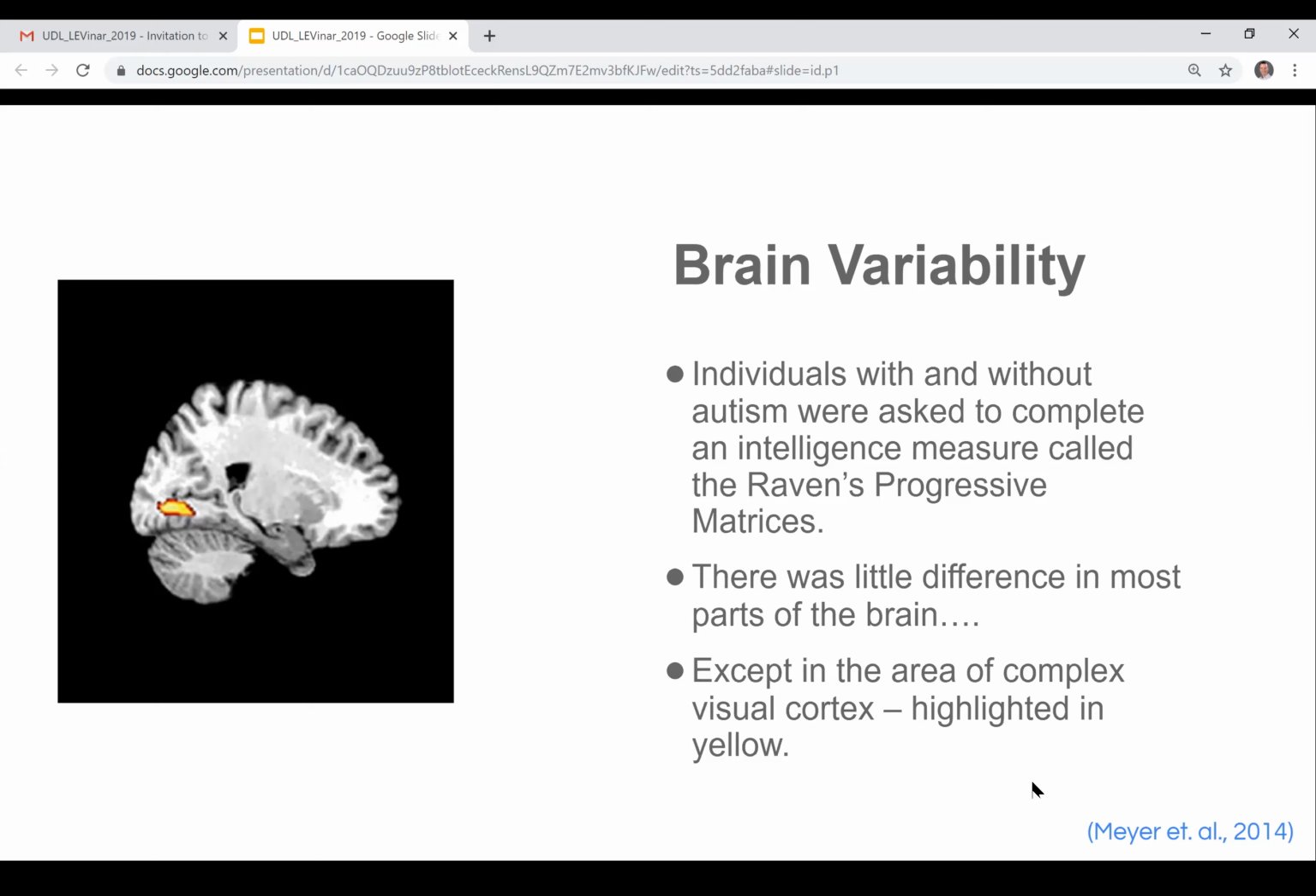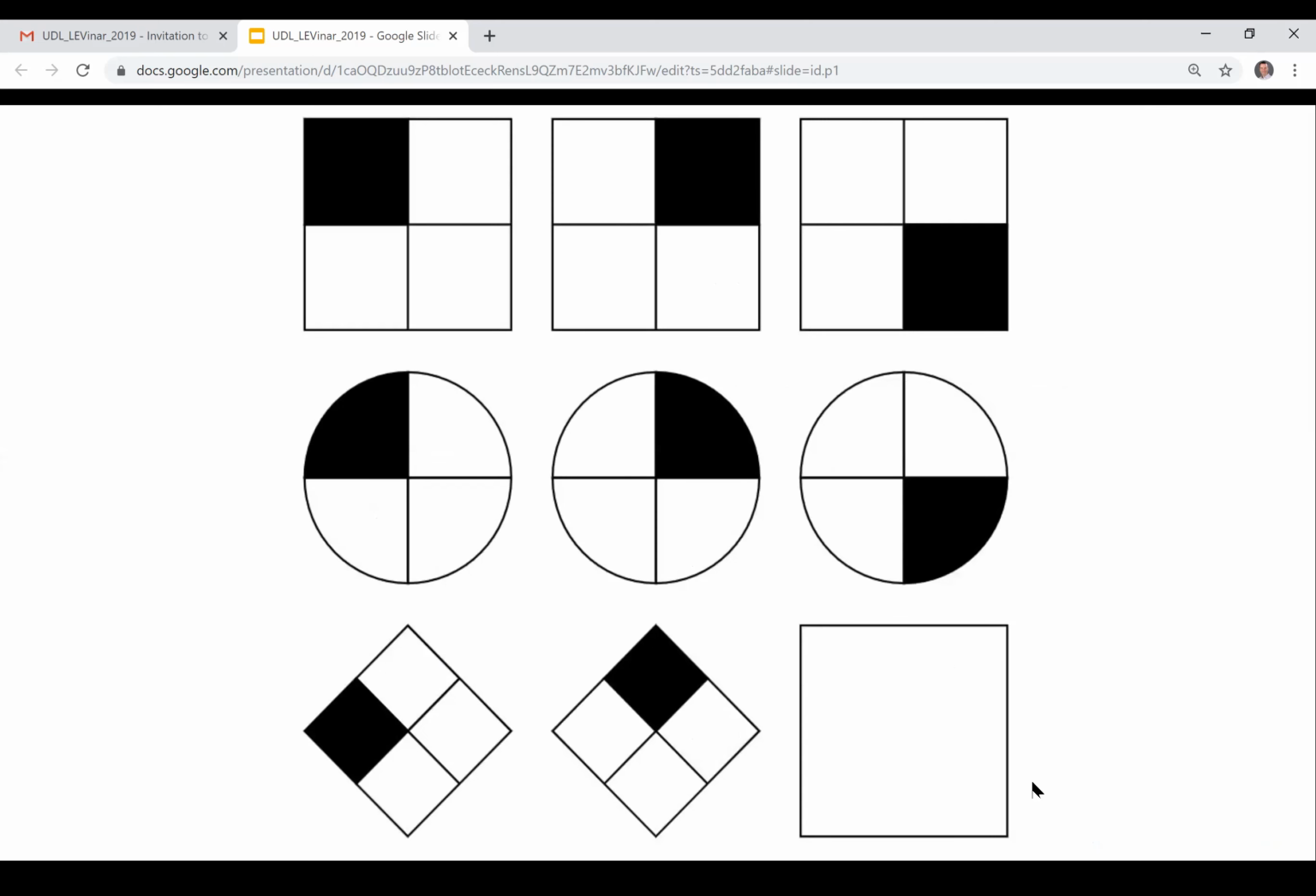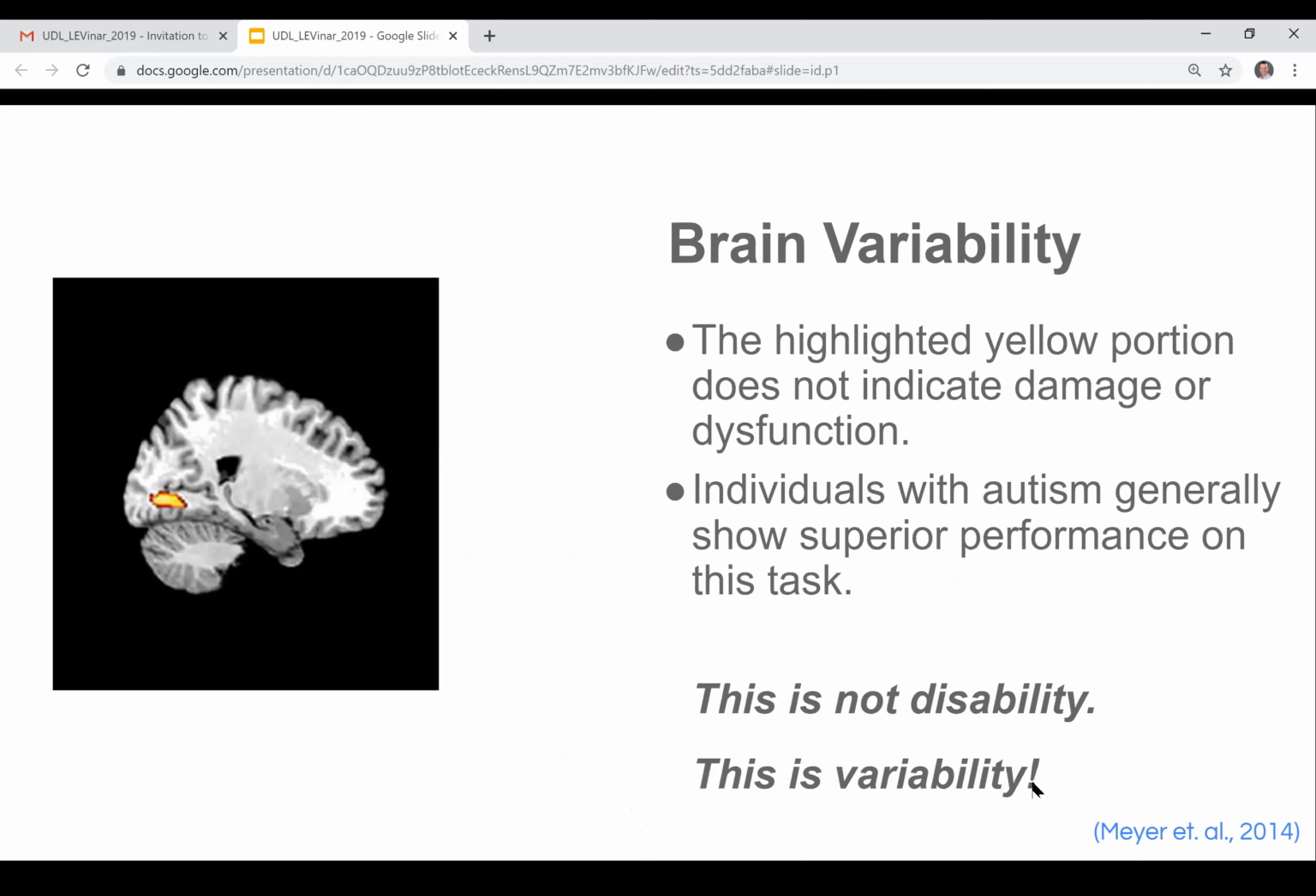Now, they measured brain activity using fMRI and PET scans. So I'm going to show you what a question on the RPM might look like. So this is a sample from the test, and you would be asked to complete the pattern. The highlighted portion in yellow does not indicate damage or dysfunction. In fact, people with autism generally show superior performance in this task. So it's not a disability, it's a variability.